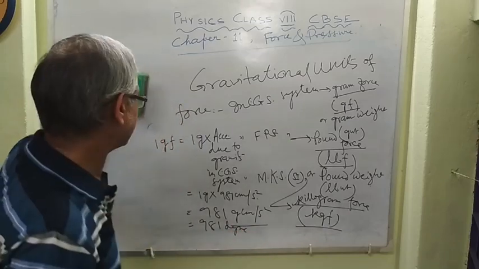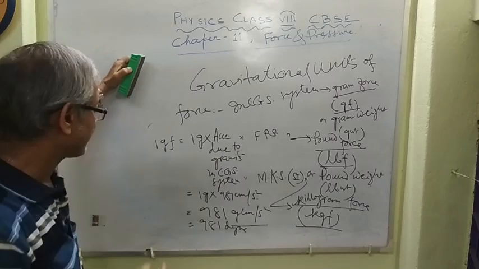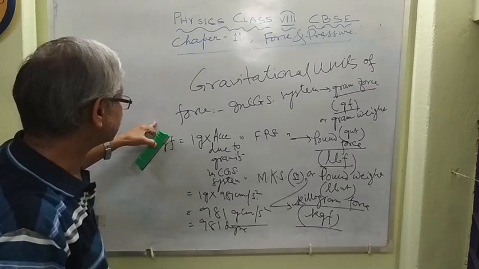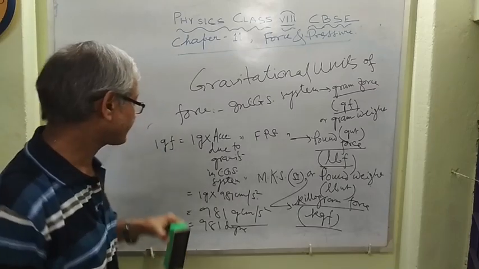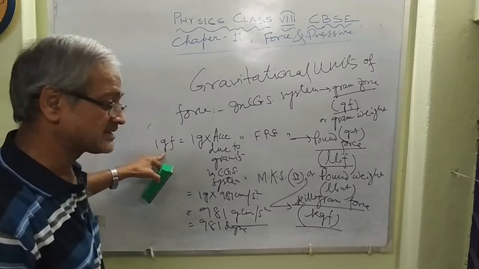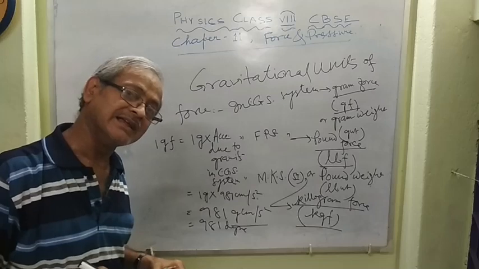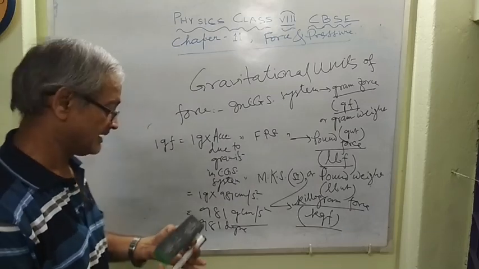That is, if we want to convert gravitational unit of force into absolute unit, then we must multiply the mass with the acceleration due to gravity in this unit, that is in CGS, FPS, MKS.